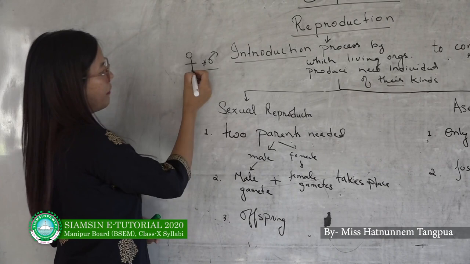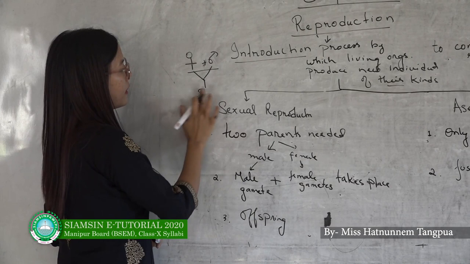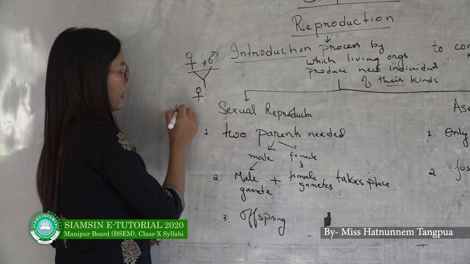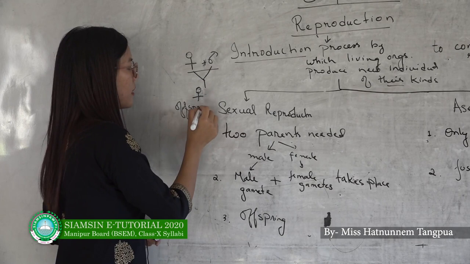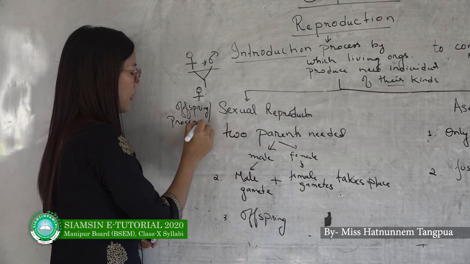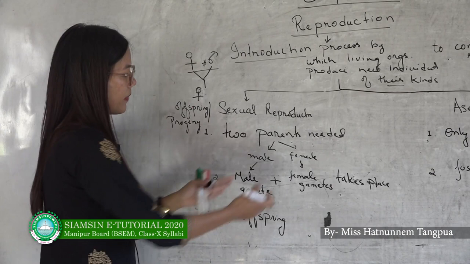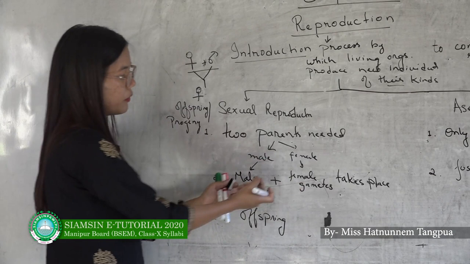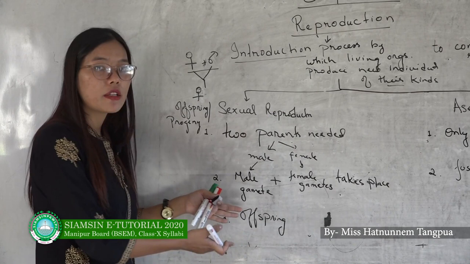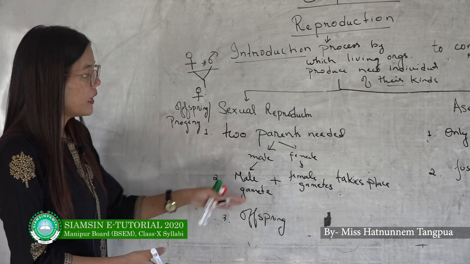In biology, children or kids are called offspring, also progeny. When male gametes and female gametes fuse, they form a new individual. In biological terms we call it offspring or progeny, and the offspring will show variation.